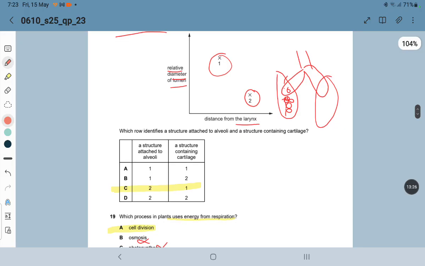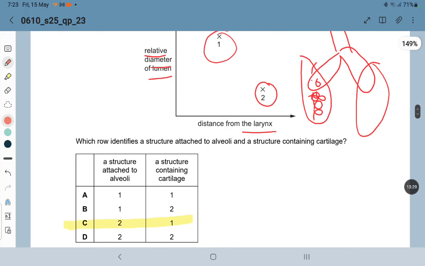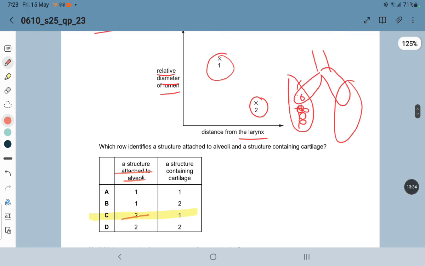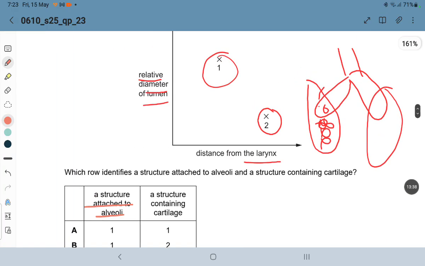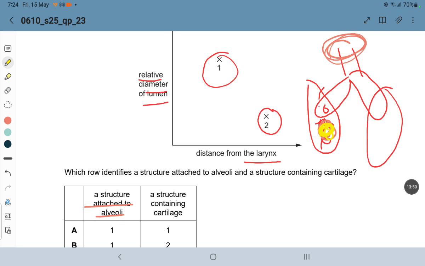Don't be scared by the graph, it's so easy, nothing to worry about. Structure attached to alveoli, it will be here at 2. Why at 2? Distance from the larynx is greater and relative diameter is lower. The distance from the larynx is of course greater, because as you can see the larynx is in here, but the alveoli is in here, attached to your bronchioles. The alveoli is marked here in yellow.